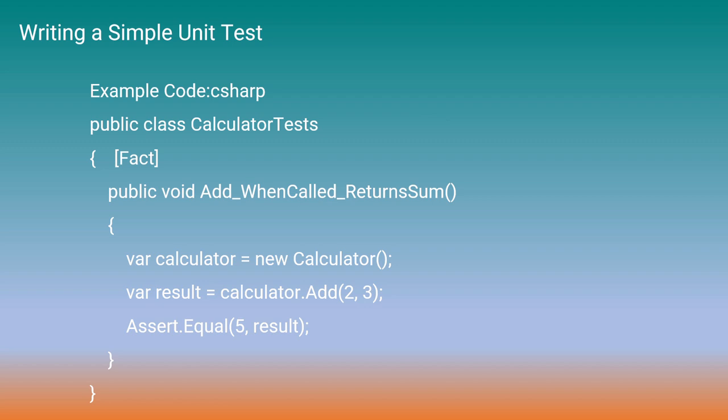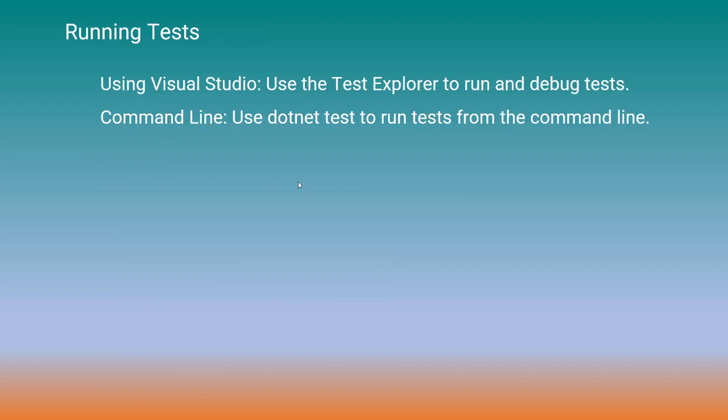Here is a simple example of a unit test. In this code, we are testing a calculator class to ensure that the Add method returns the correct sum when called. You can run your test using Visual Studio's Test Explorer or from the command line using the dotnet test command. This flexibility makes it easy to integrate testing into your development workflow.